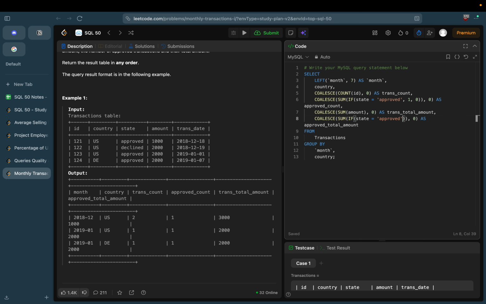But this time we don't want to add up ones and count things, rather we want to sum up the amounts. So if this condition is satisfied, we keep summing up the amount. The amount comes from this column, else we don't sum anything up. That will give us the approved total amount. This looks good to me. We've also grouped our results by the required months and country. Let's give this a try.